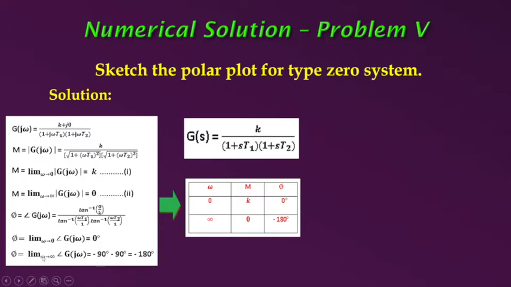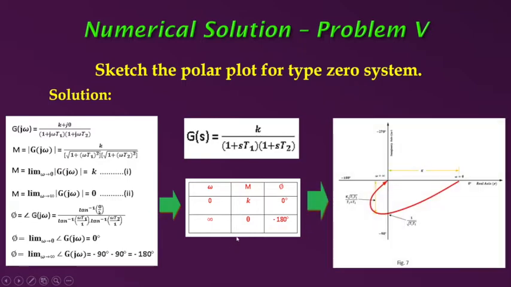Then when we put omega equal to infinity, this value is already 0, and infinity means tan inverse infinity, that means 90 and 90. So this angle is minus 90 minus 90, that means minus 180. Then draw the polar plot.